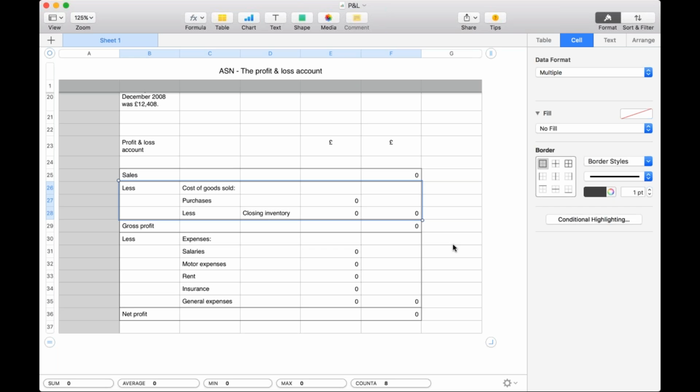So cost of goods sold, again, I'm not going to go into too much detail about what cost of goods sold is. Hopefully you will be aware of how we come to talk about cost of goods sold and what they are. But for now, I'll just say that the cost of goods sold part of the profit and loss account is always directly after the sales. So cost of goods sold, in a nutshell, it's the money that it's cost you to make, if you like, the sales that you've made in the profit and loss account.